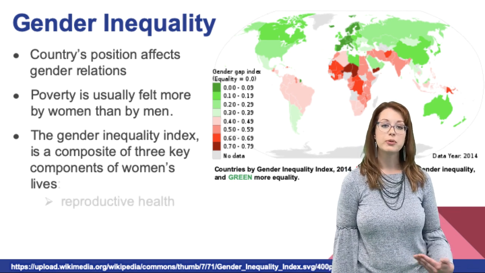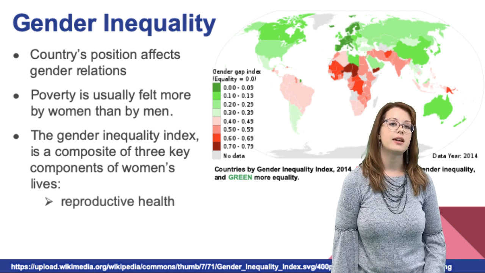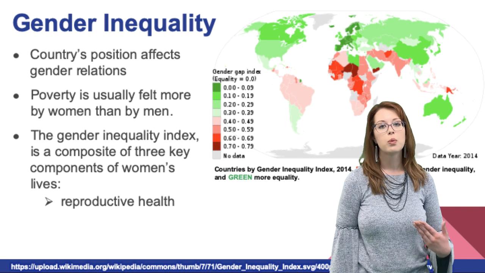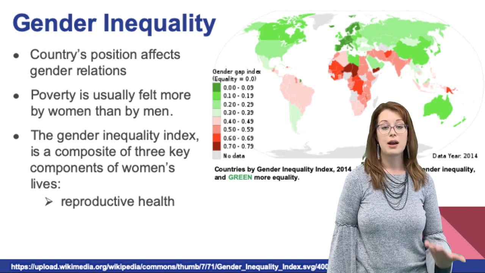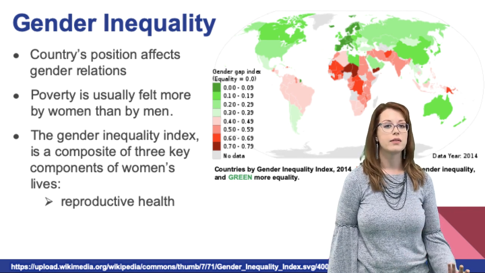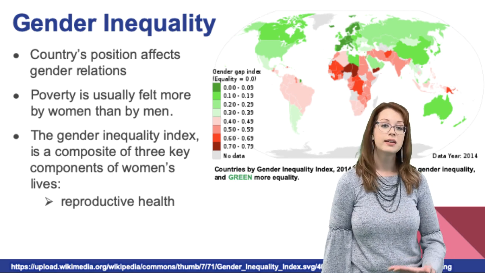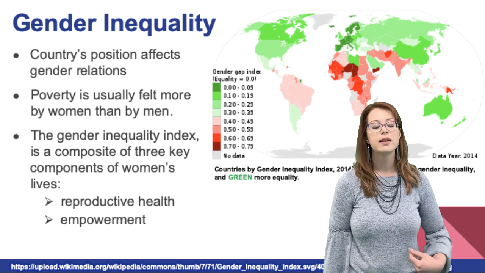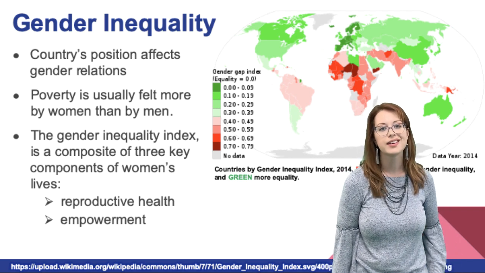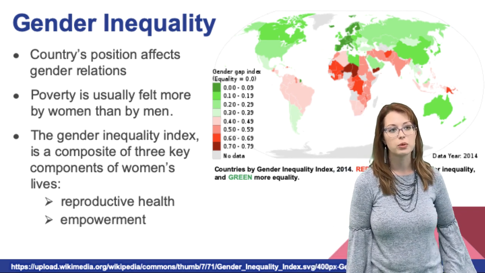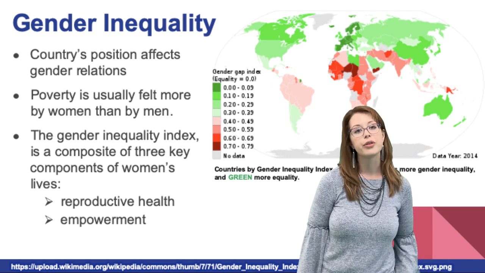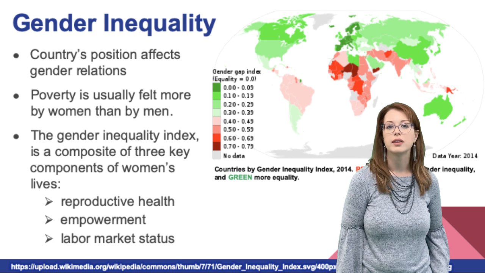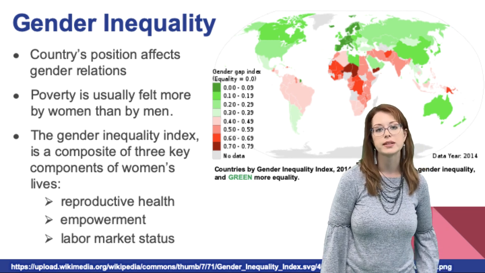And so they look at reproductive health. So what this means is that you have access to reproductive technologies, you have control over when, how, and how often you have children, you have the right to safe sex. Another one is empowerment, that you have control over your life, that you have the opportunity to seek institutions like education and the workplace. And the third measure is labor market status. So this is just participation in the economy and the paid labor force in some way.